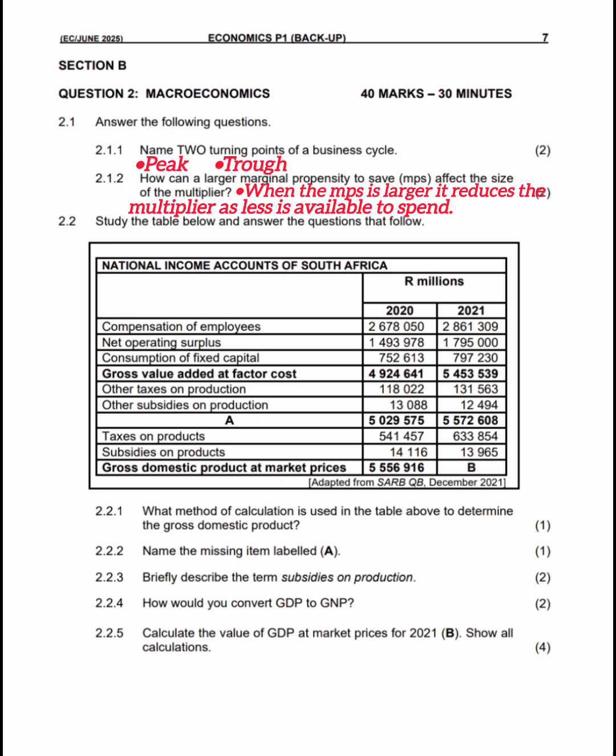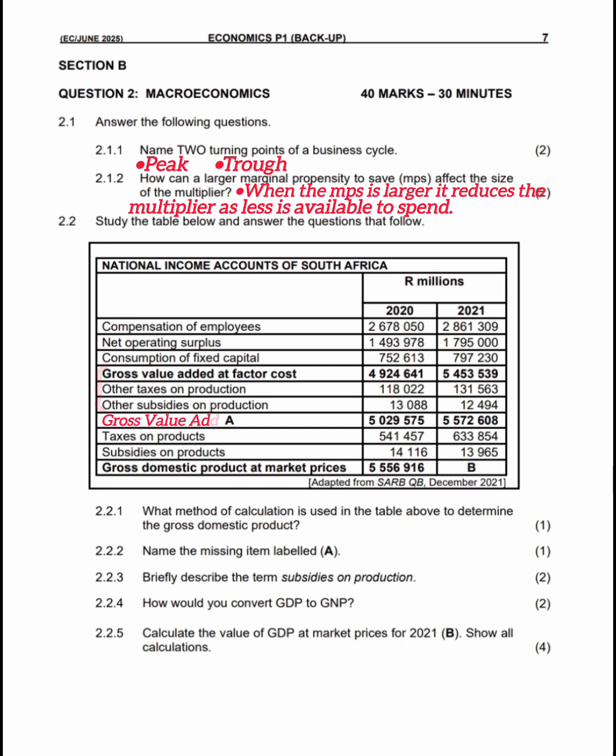And then we have our 2.2. Study the table below and answer the questions that follow. National income accounts of South Africa in million rands. We have 2020 and 2021. So compensation of employees, plus net operating surpluses, plus consumption of fixed capital is equal to gross value added at factor cost. And then we have plus other taxes on production minus other subsidies on production, which is equal to our gross value added at basic prices.